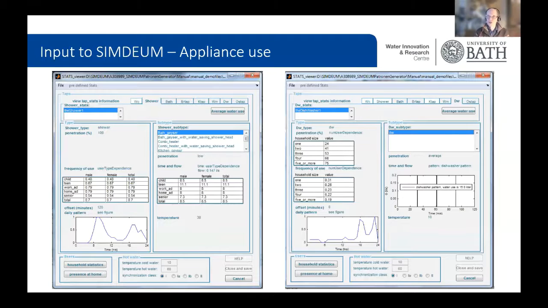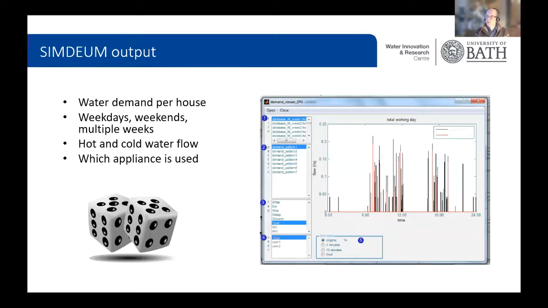There are more of these statistics files, and you can update them. But there are a number of these standard files built in, and as said, tweaking may be necessary for specific cases. Now, once we have that, then we can run a Monte Carlo simulation.